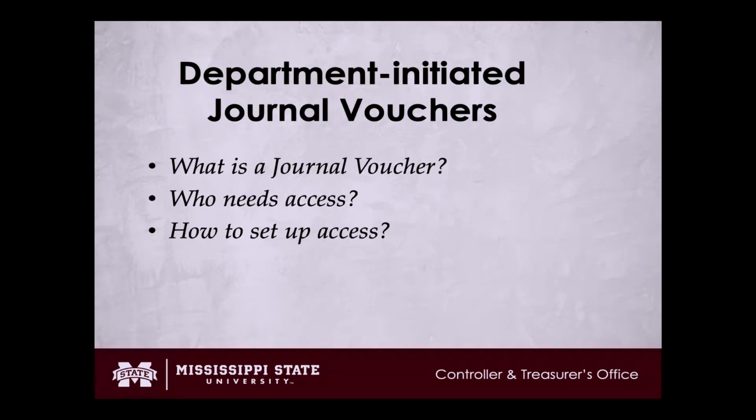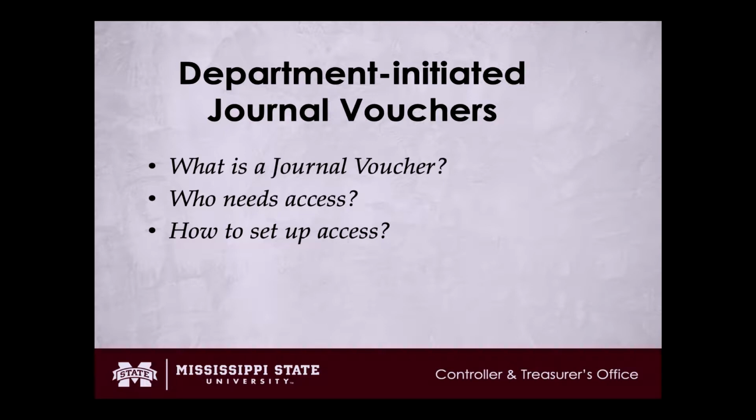So next thing I'll talk about is department-initiated journal vouchers. First off, we'll just start at the basics. What is a journal voucher? A journal voucher is just your basic entry showing where you want to get something posted. Of course, you've got your debits and your credits on that entry. These should equal at the bottom. And then you've got your FOPL on there that shows your fund and all that important information.